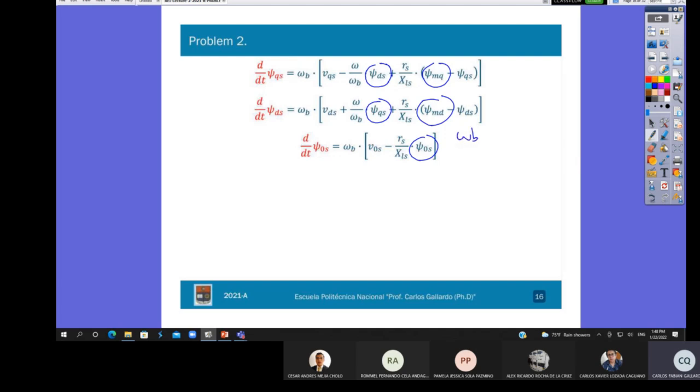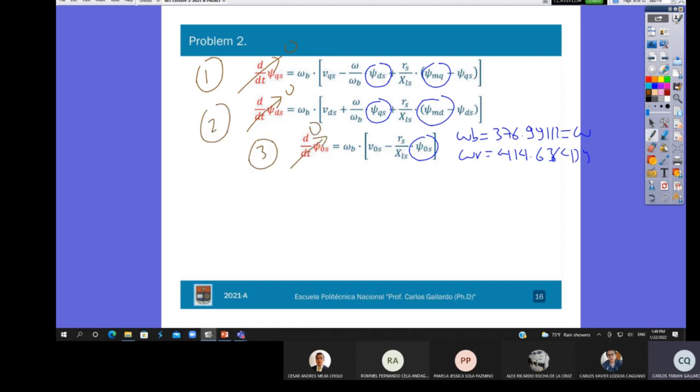So I will have the base speed is equal to 376.99112, and this is equal to omega. Okay, and the rotor speed is equal to 414.636439. Okay, so therefore, by the way, this is equal to 0. This is equation number 1. This is equal to 0. This is equation number 2 for the steady state analysis, and this is equal to 0.